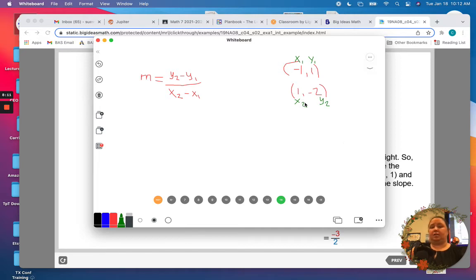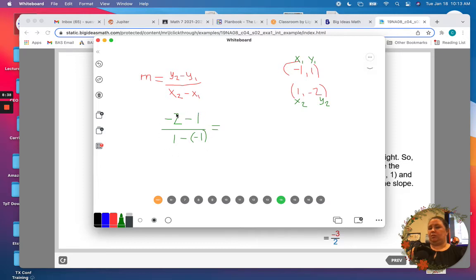Okay? But since I chose this as my y2, I'm going to plug it in. So I have -2 minus y1, which is 1, and then over, and then my x2 goes first, so I do 1 minus a -1. Make sure you notice I have 1 minus a -1, so you have to put that point in parentheses.